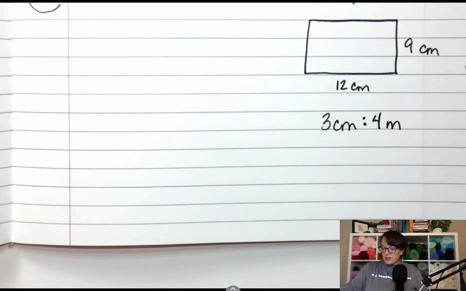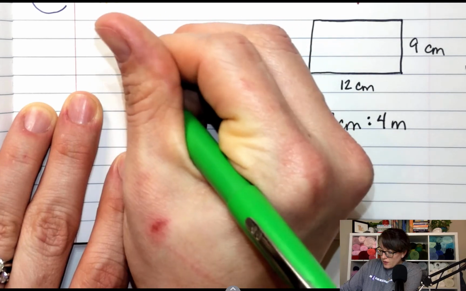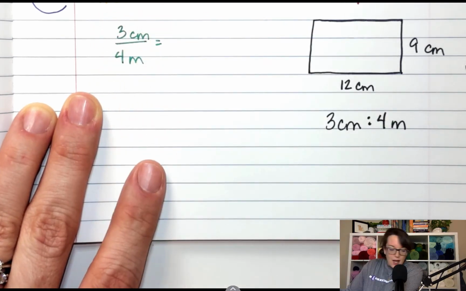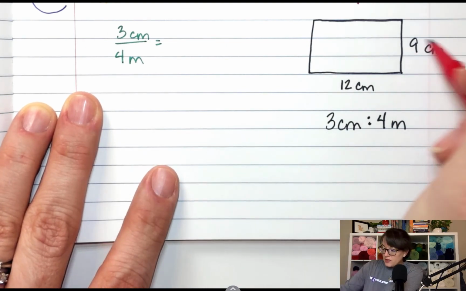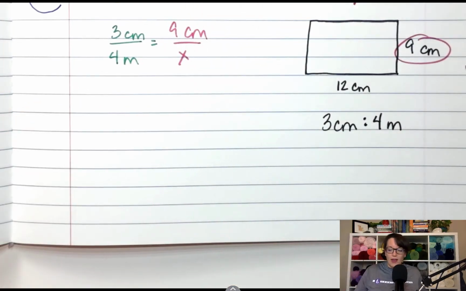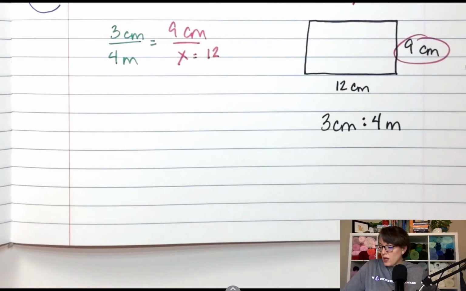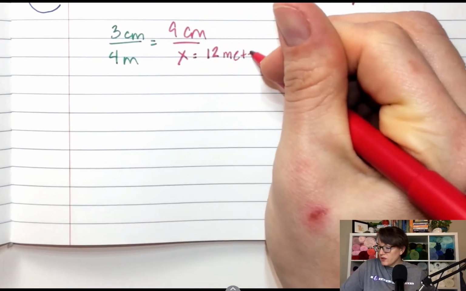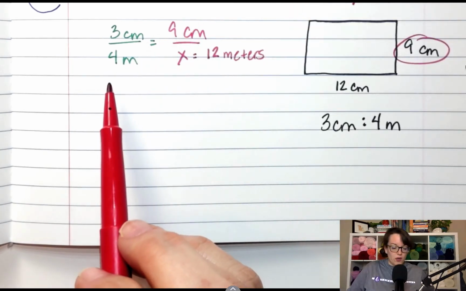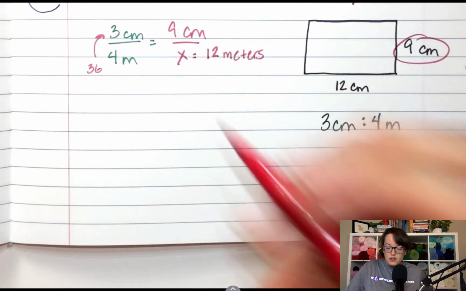I'm going to set up my first part, 3 cm over 4 m. And I'm going to do 9 first. So my missing measure, I'm going to use 9. I'm going to put 9 centimeters here and X here. Go ahead and solve. How much is X in this situation? X comes out to 12, so that is 12 meters. Because 9 times 4 is 36, and then 36 divided by 3 is 12.